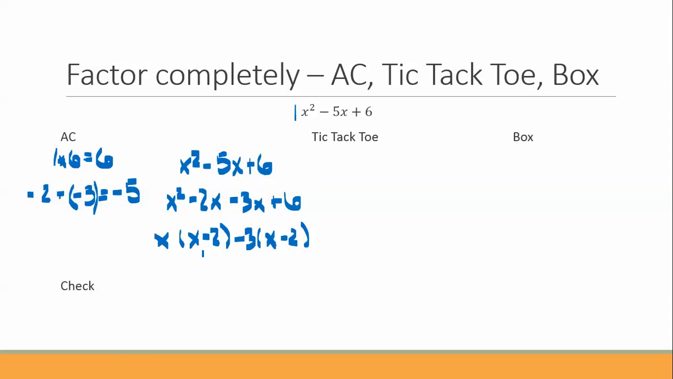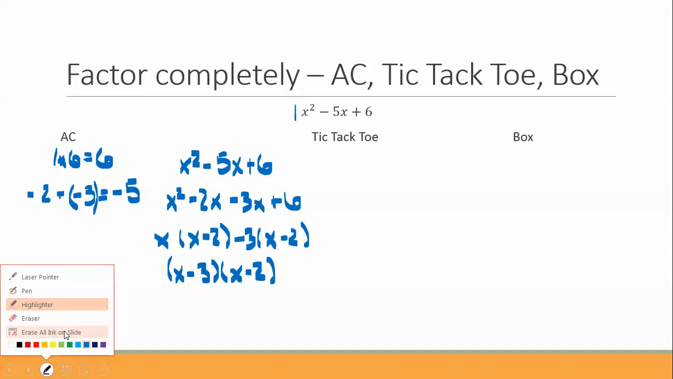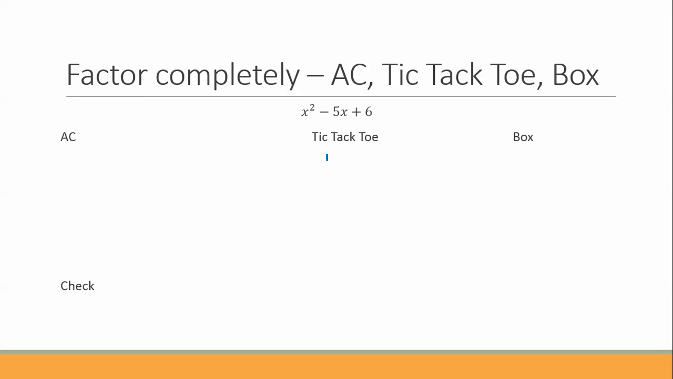These are now the same, so we can combine like terms, and we have x minus 3 times x minus 2. That's the AC method. The tic-tac-toe method is very similar.